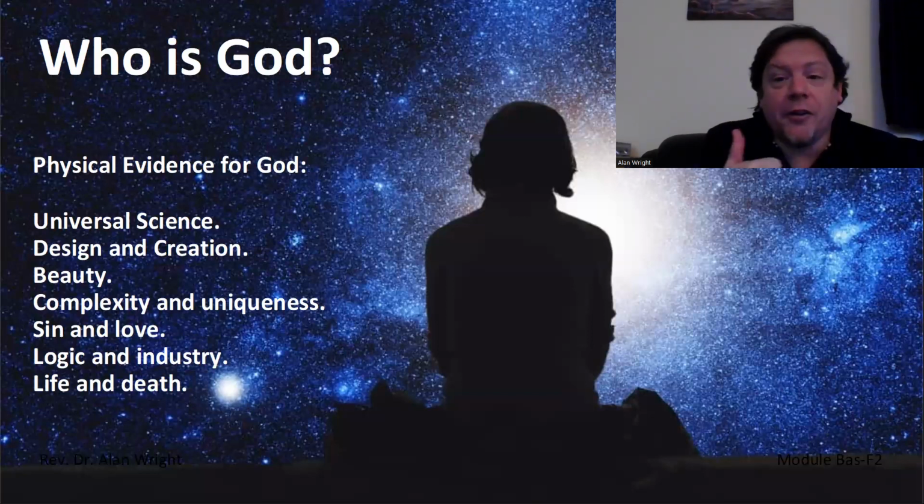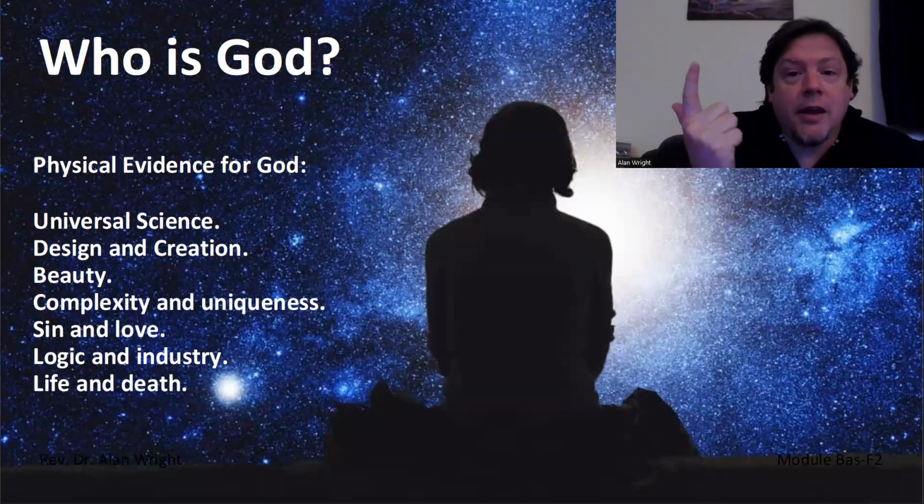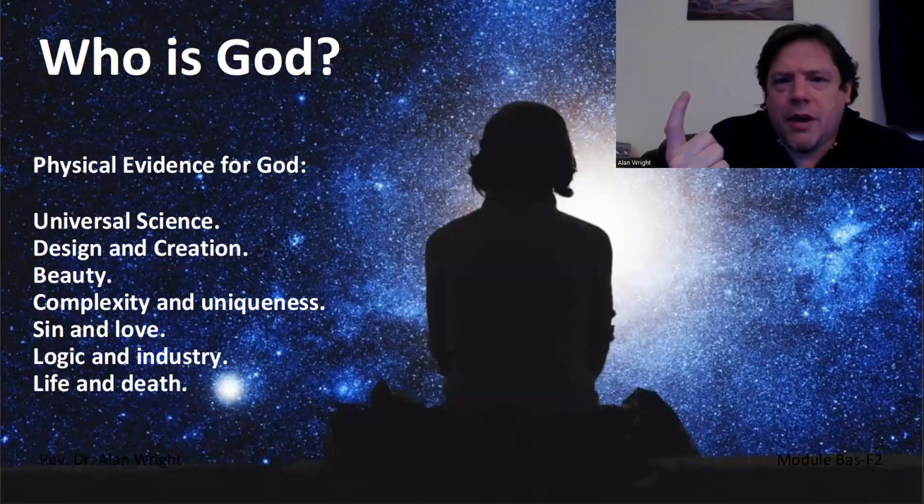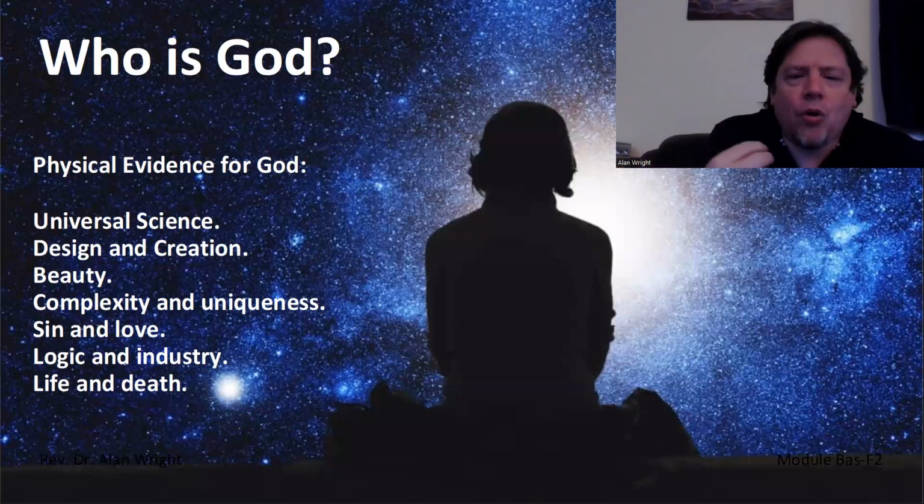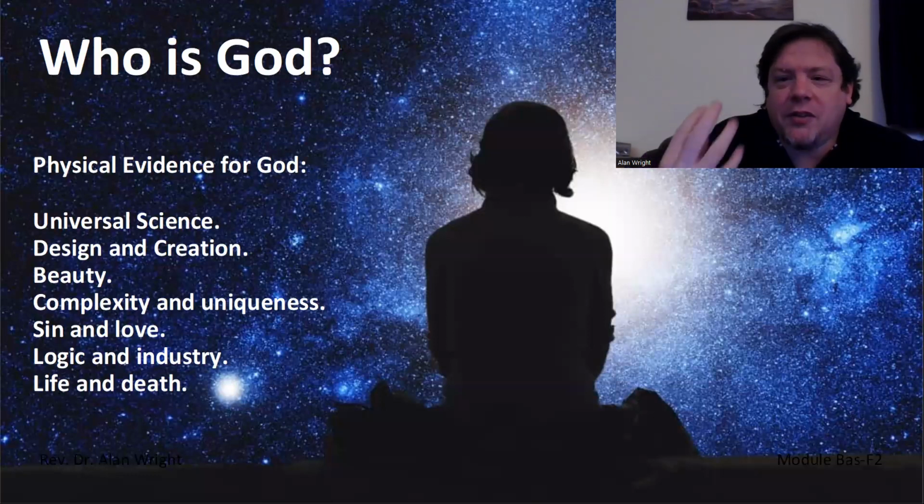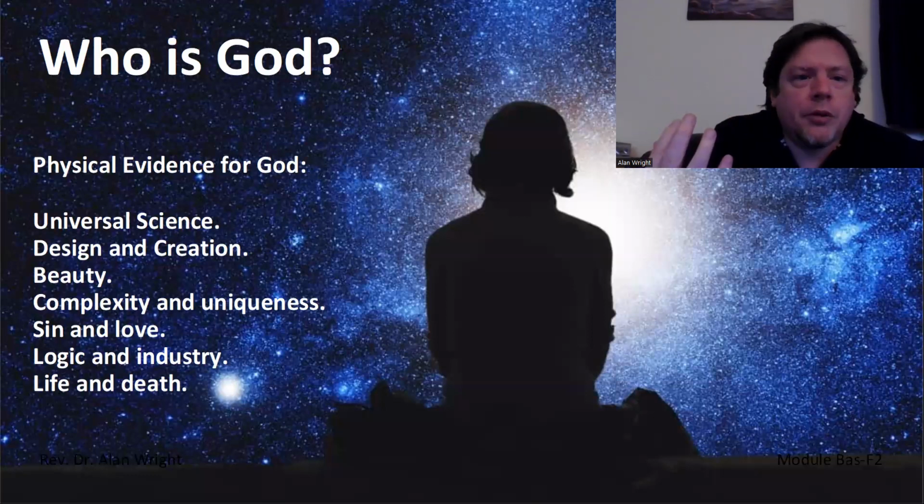Design suggests a designer. Complexity suggests a designer who has infinite ideas. Beauty suggests a designer who has creativity and artistic talent. And all of the morality and all of the meaning and all that we see in the universe fitting together shows us perfection and design and a goal.